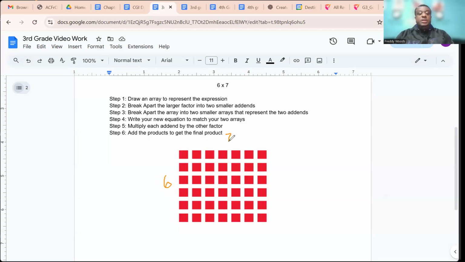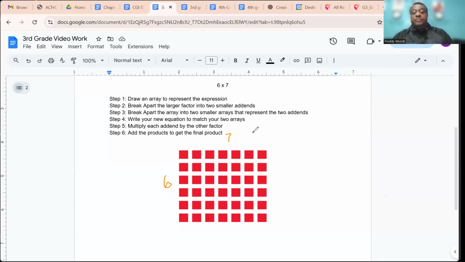Okay. Now I gotta break apart the array, or I gotta actually break apart the larger factor into 2 smaller add-ins. So the largest factor in 6 and 7 is 7. 7 is the larger factor. So I have to break the 7 up.